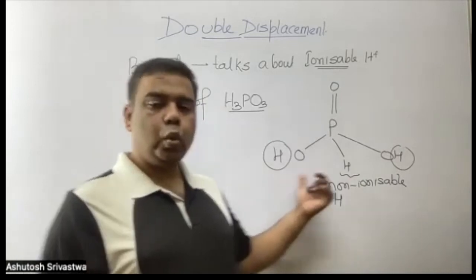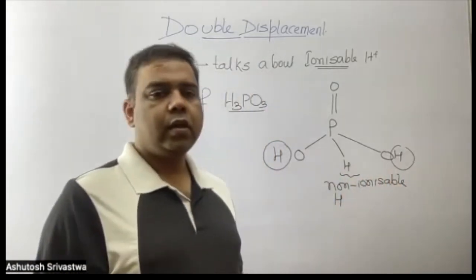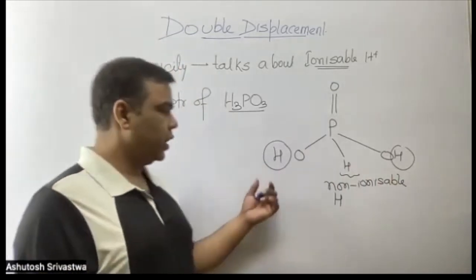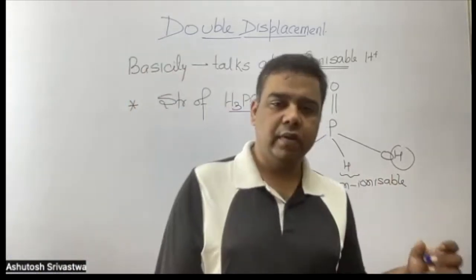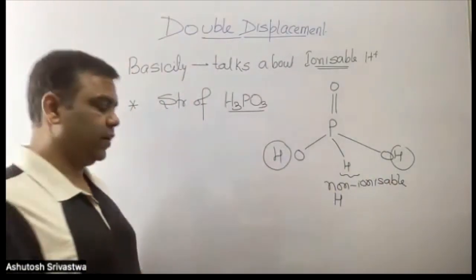So these two can be ionized, but the third one is non-ionizable. Therefore, the basicity of phosphorus acid is taken as 2, not 3.